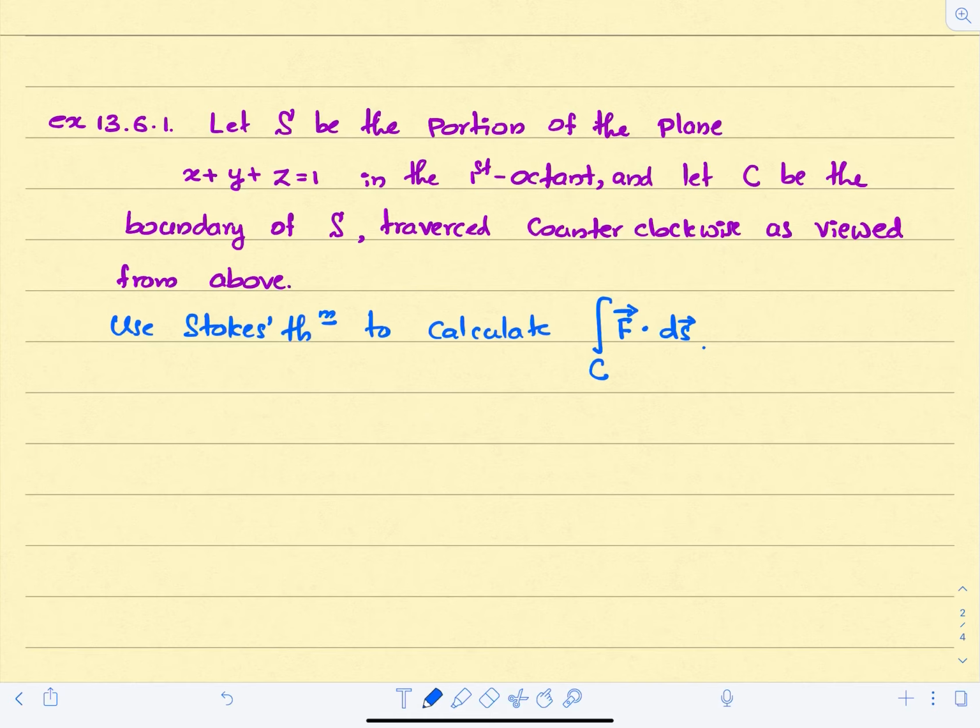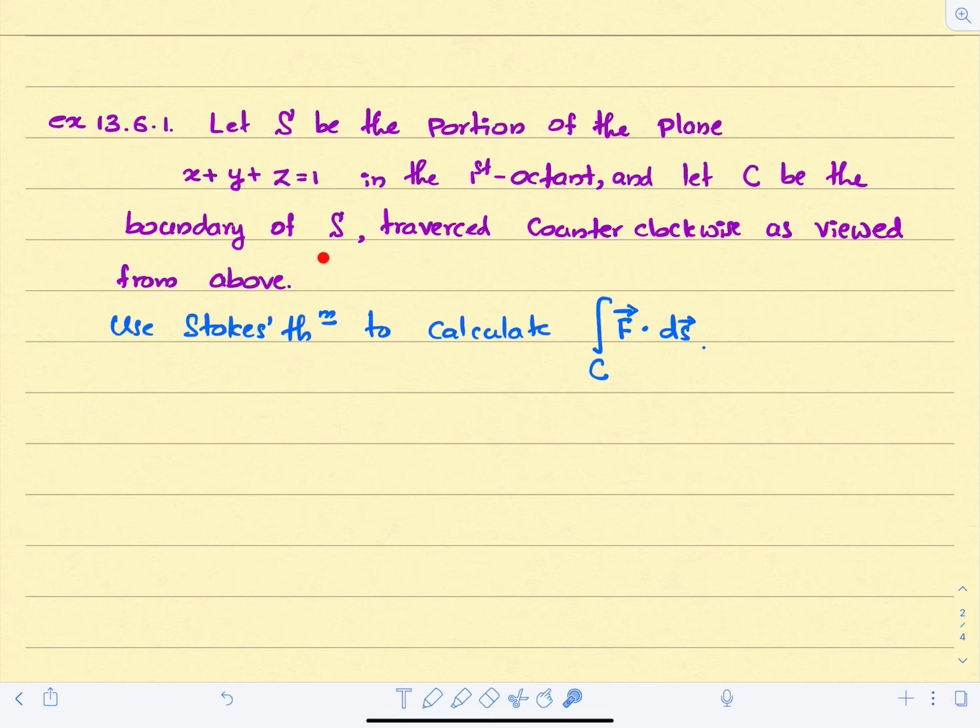Here is the first example from Stokes theorem. Now we are given a surface S, which is the portion of the plane x plus y plus z equals 1 in the first octant, and C is the boundary of S, traversed counterclockwise as viewed from above.